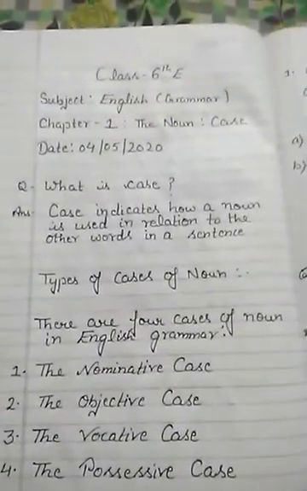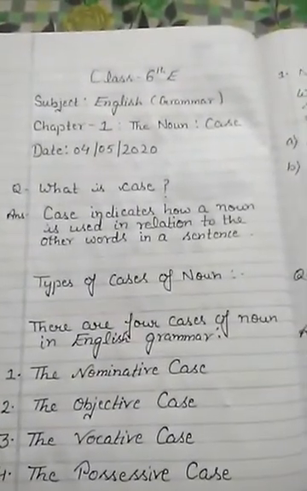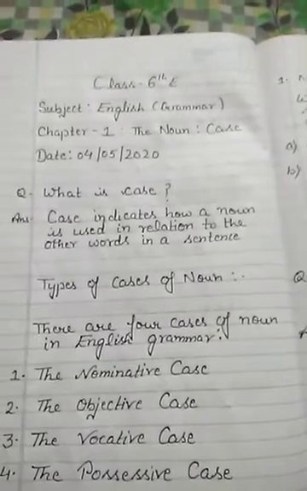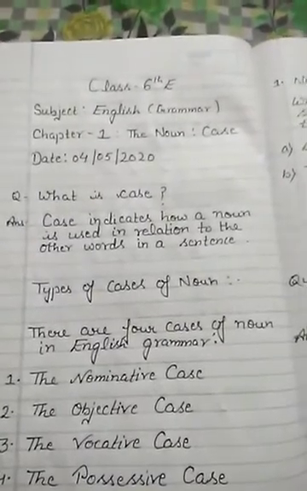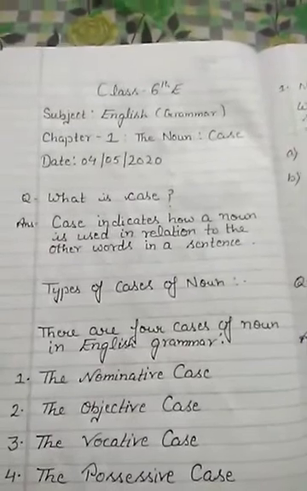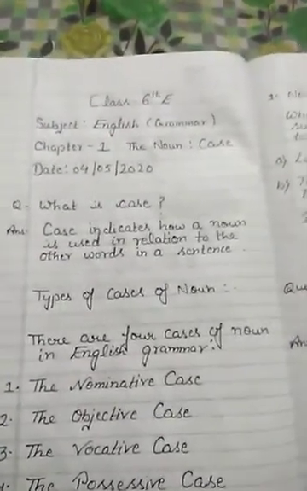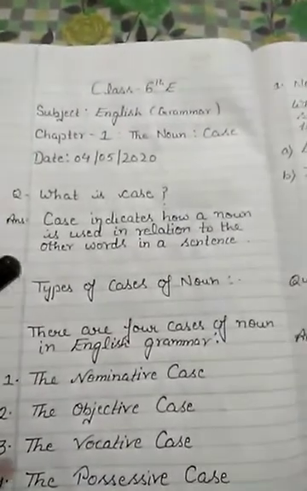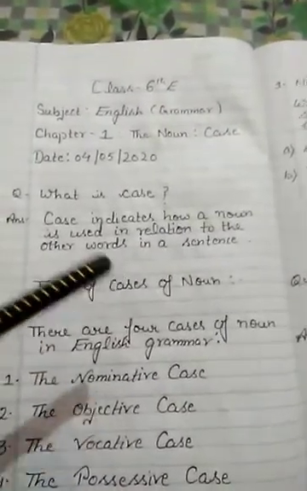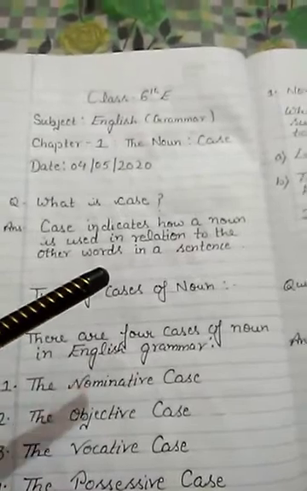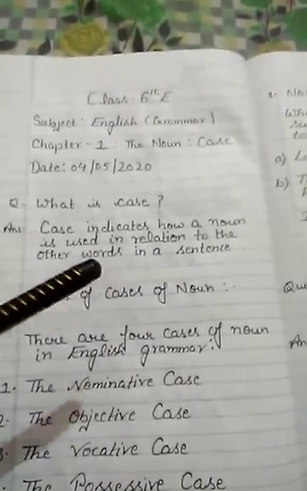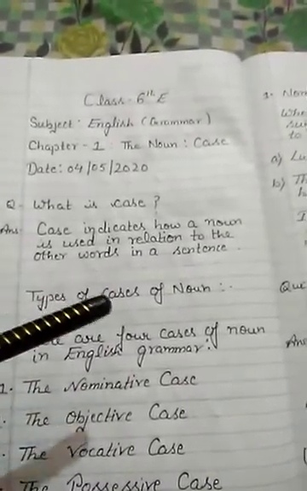In the previous classes I had taught you the first chapter of your English reader book, and today I will teach you the first chapter of your grammar book, that is the noun case. Now first, what is case? Case indicates how a noun is used in relation to other words in a sentence.